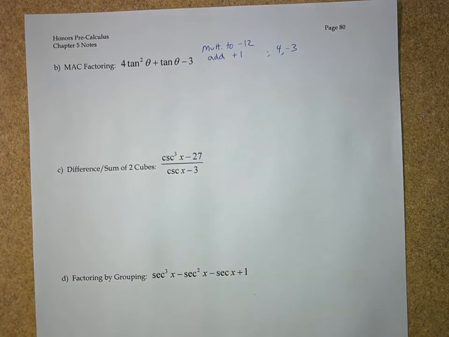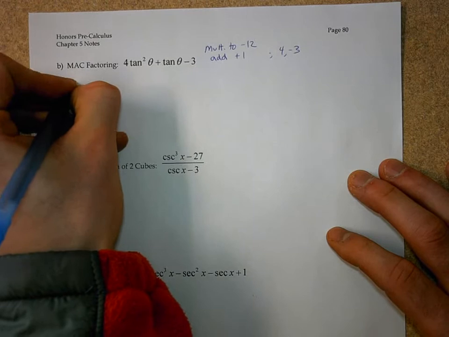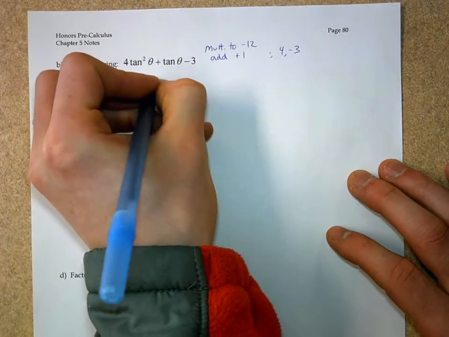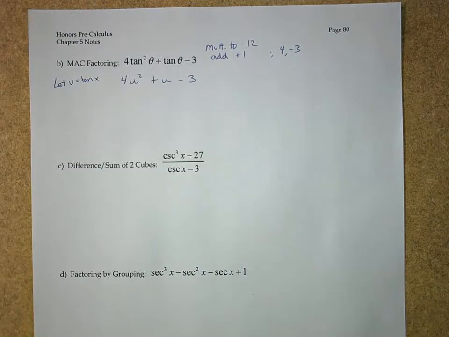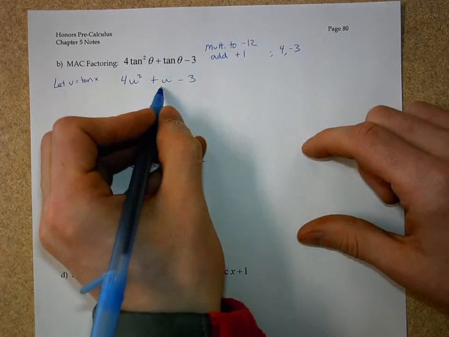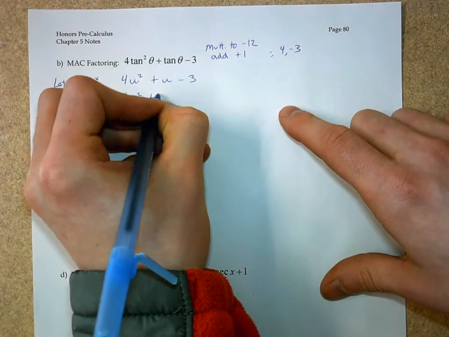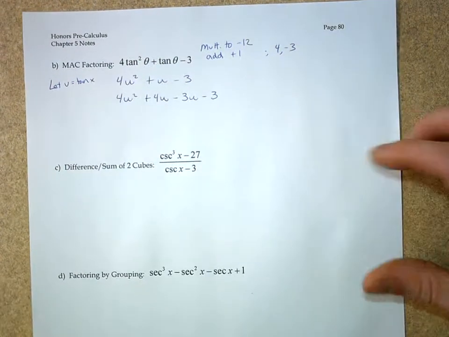Now for these types of problems, some students find it useful to let u equal the tangent of x. So let u equal the tangent of x. And really, this is now the problem that we're dealing with. 4u squared plus u minus 3. We're then going to rewrite the middle term in terms of 4 and negative 3. So 4u squared plus 4u minus 3u minus 3.